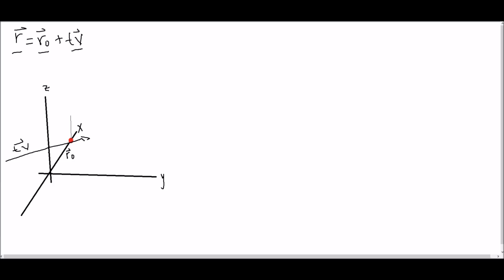So here we have a three-dimensional graph. We have our x, our y, and our z, and we have the vector tv, and we have r naught, and we also have this red dot, which is p naught, an arbitrary point comprised of x naught, y naught, and z naught.